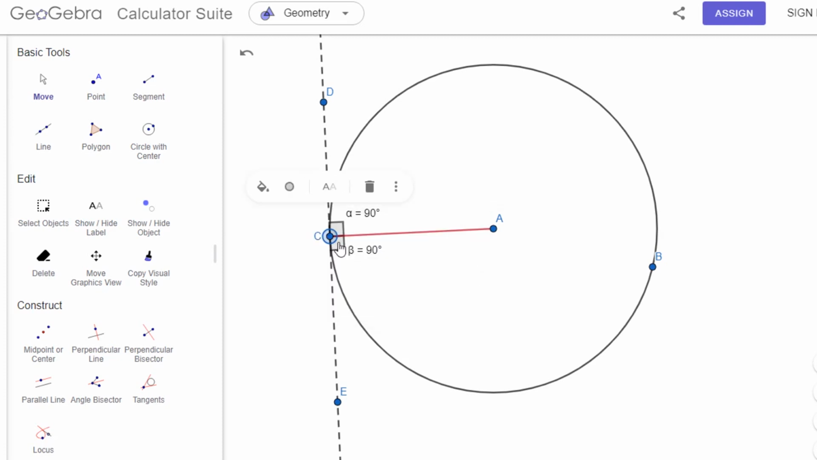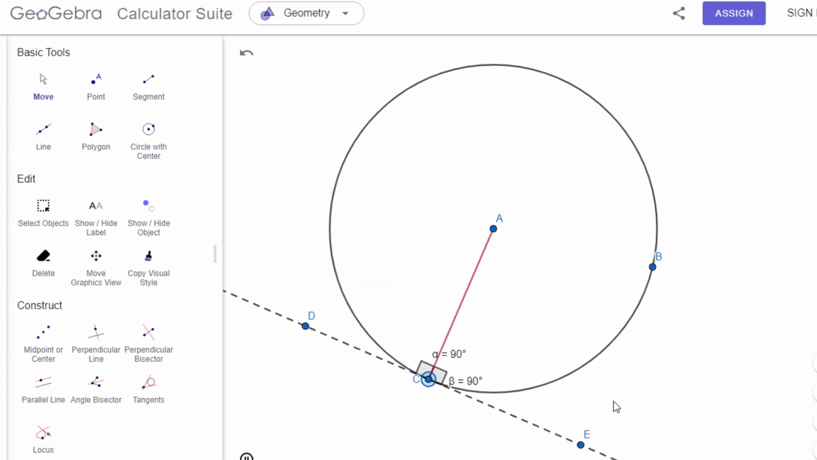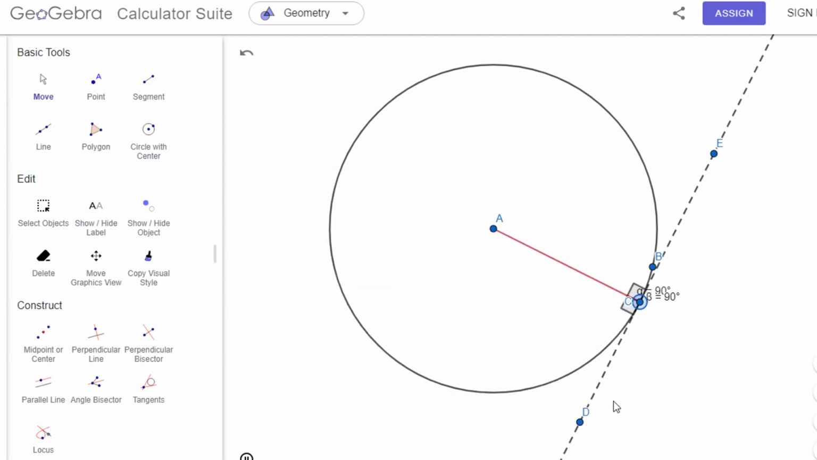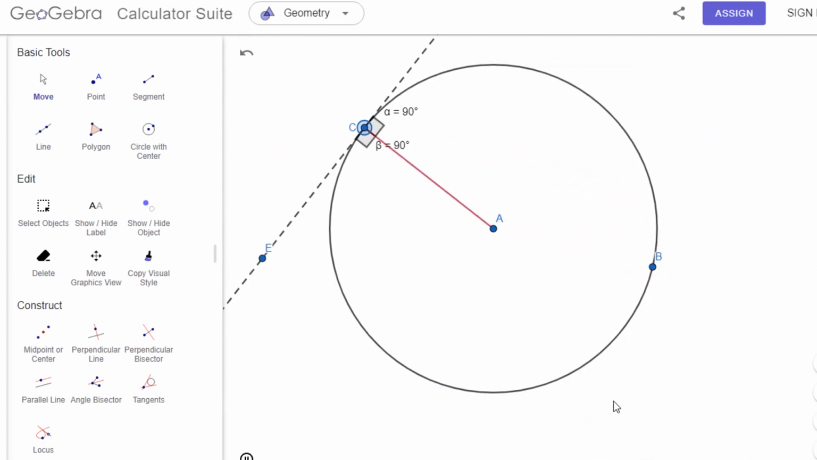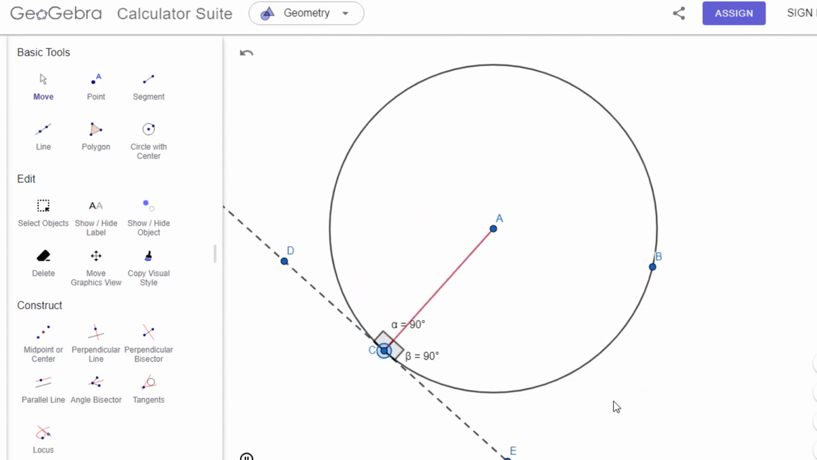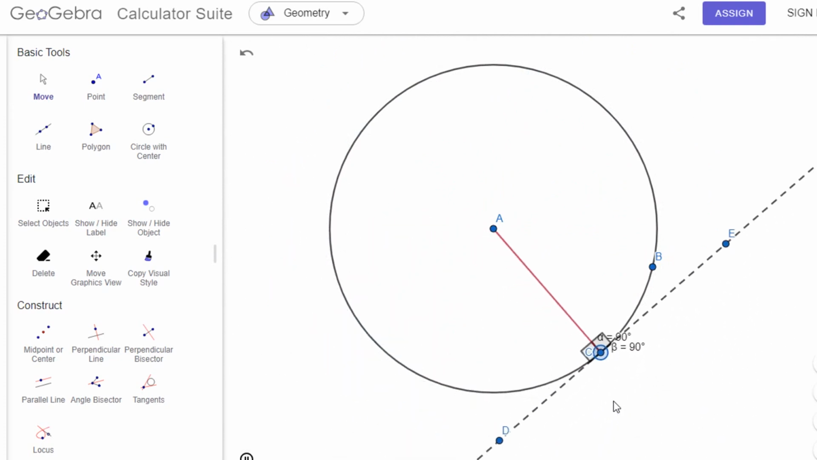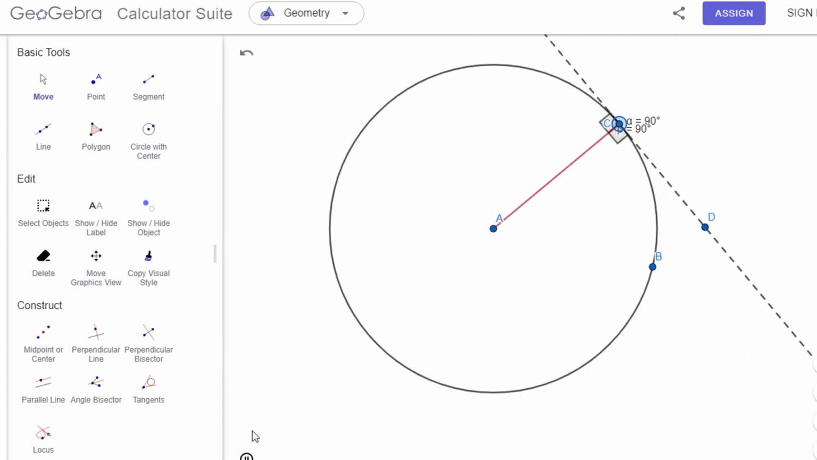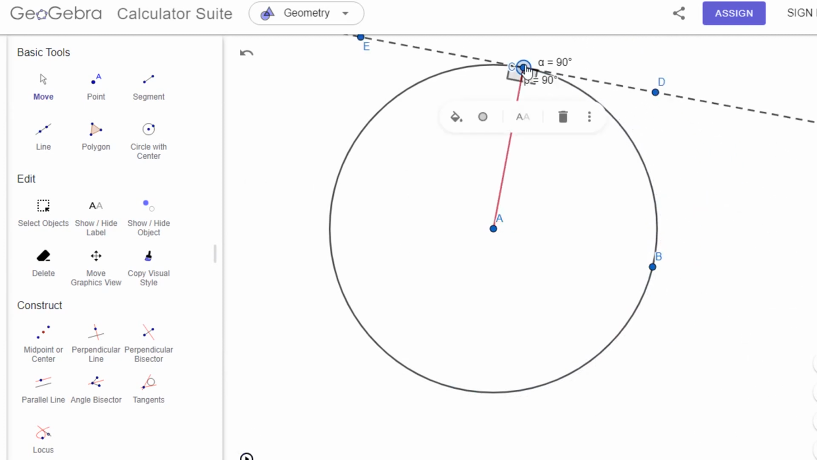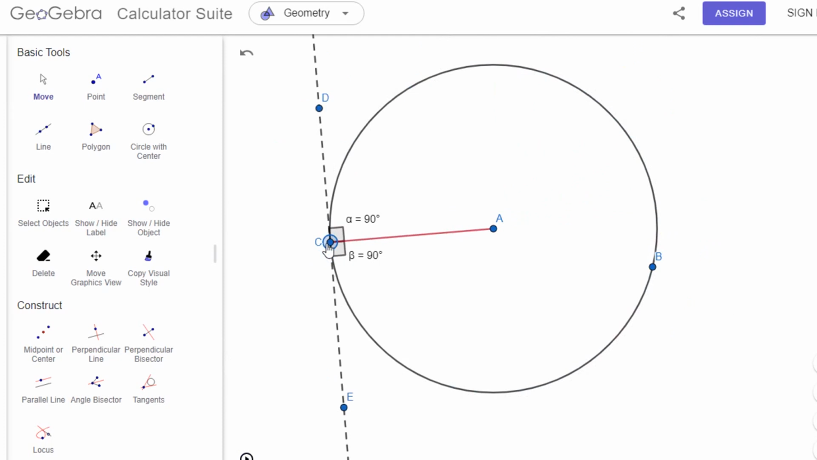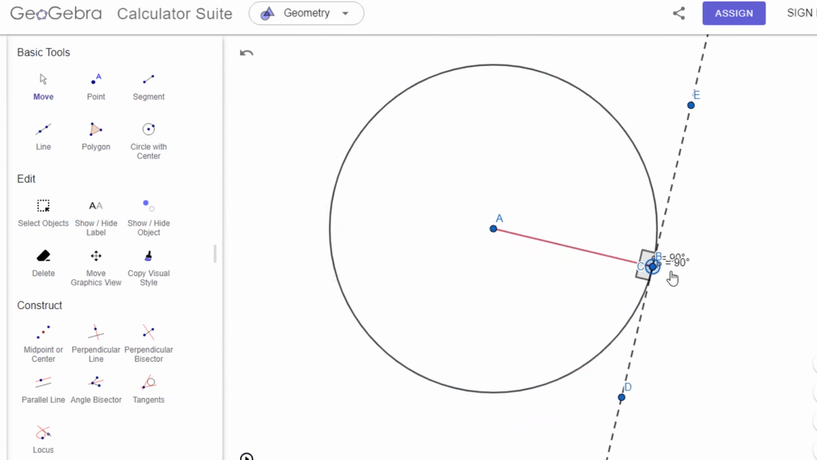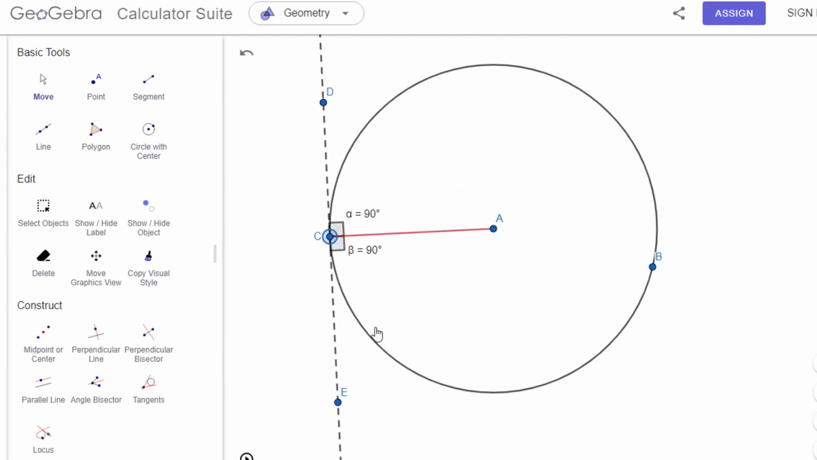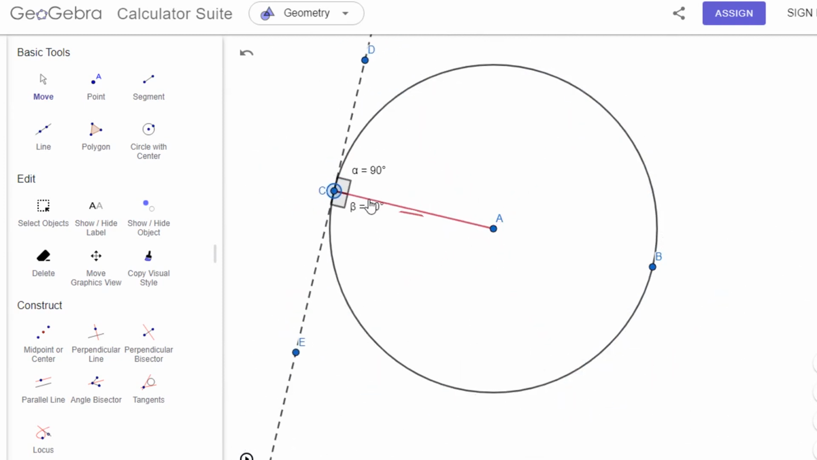Let me animate this so that at least we get some fun out of this. As you can see, whichever point I choose, it's always going to be 90 degrees. Those angles are always going to be 90 degrees, no matter the point I choose. This is a very useful demonstration of what we are talking about here. Whether the tangent meets here, or at point B, whichever way, it's going to be 90 degrees.